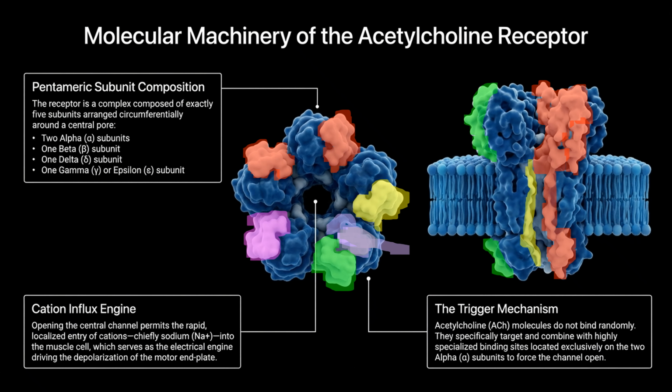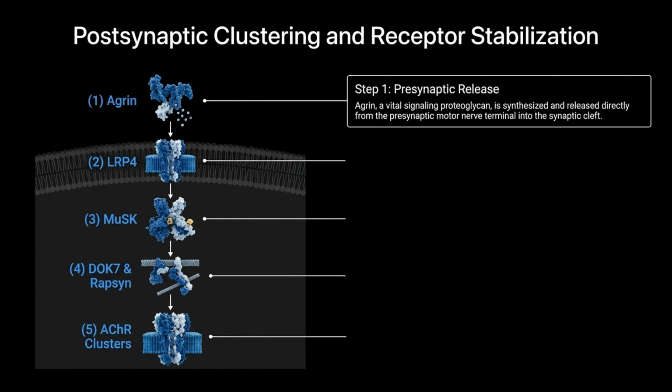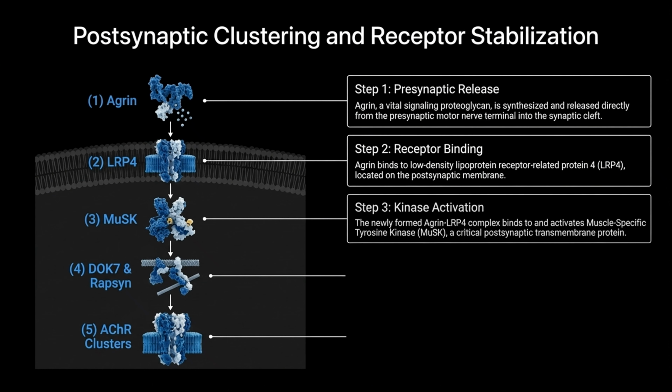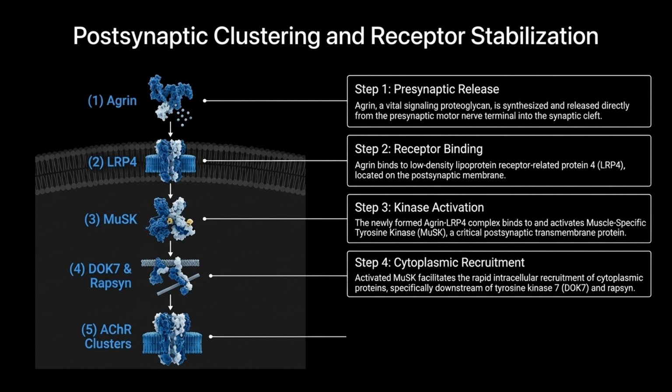Now, let us talk about some critical proteins at the NMJ. Agrin is released from the presynaptic motor nerve terminal. It then binds low-density lipoprotein receptor-related protein 4, known as LRP4. This Agrin LRP4 complex activates MuSK. MuSK activation then facilitates the recruitment of cytoplasmic proteins, including downstream of tyrosine kinase 7, called DOK7, and Rapsyn, to assist in clustering the AChRs.